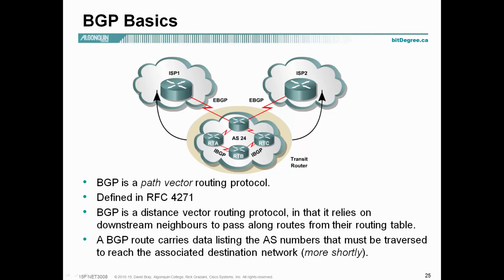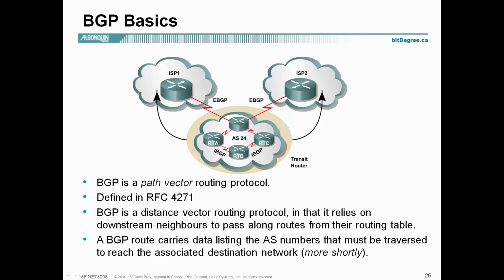So as we said before, BGP is a path vector routing protocol as defined by RFC 4271. It's also called an advanced distance vector protocol, and it is a distance vector protocol because it's really relying on its neighbors to pass along routes from one peer to the next. And that's how it gets the routes into the routing table.